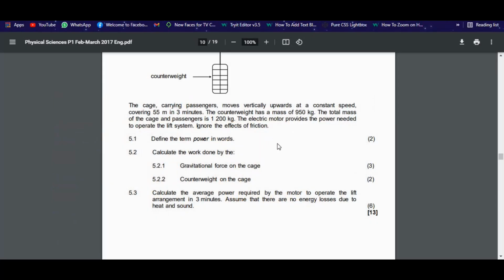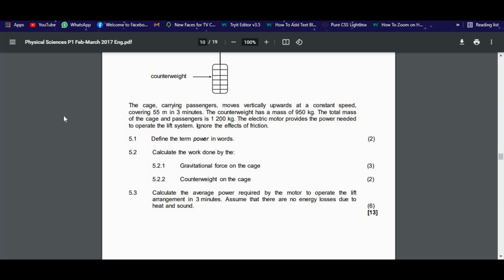Pretty easy. 5.2 is what I'm interested in you doing, and I will take you all through 5.3, which is: calculate the average power required by the motor to operate the lift arrangement in 3 minutes. Assume there are no energy losses due to heat and sound. All right, so let's do 5.2. I'll give about 5 to 6 minutes for 5.2 because it's work we have already done.